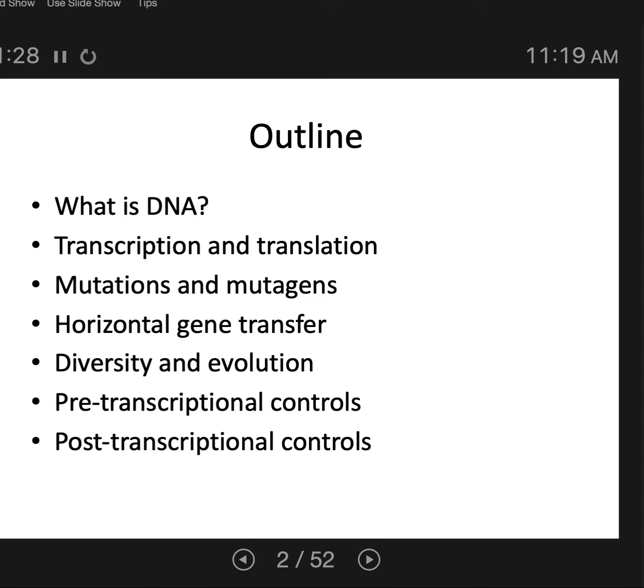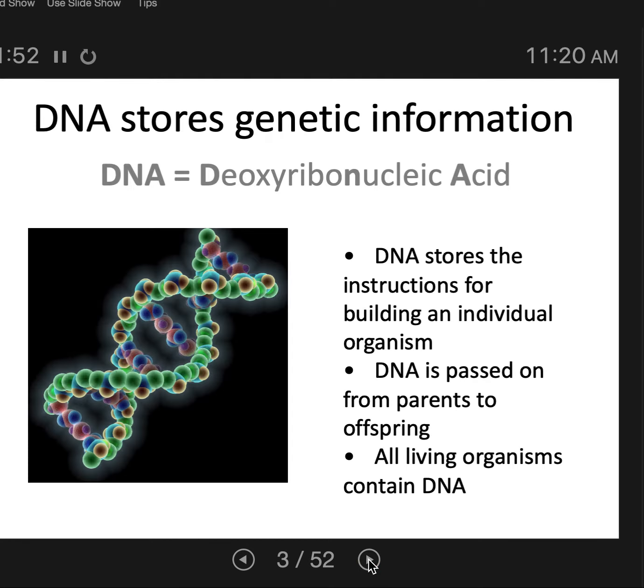So we'll review what DNA is, we'll review transcription and translation, we'll review what mutations and mutagens are. Really the only new thing in this chapter is horizontal gene transfer. And then maybe pre and post-transcriptional controls, which has to do with how the DNA code is expressed outwardly. We'll talk again about diversity and evolution, which we talked about in chapter 1, but we'll add on to it now that we're covering genetics.